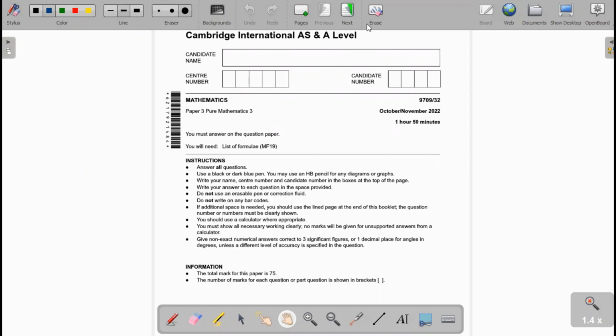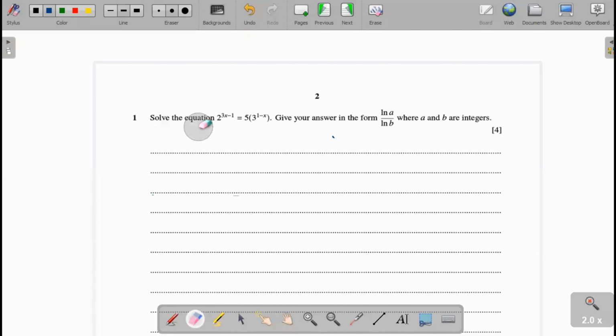Now let's start the paper. Question 1. Solve the equation 2^(3x-1) = 5 × 3^(1-x). Give your answer in the form ln A over ln B.